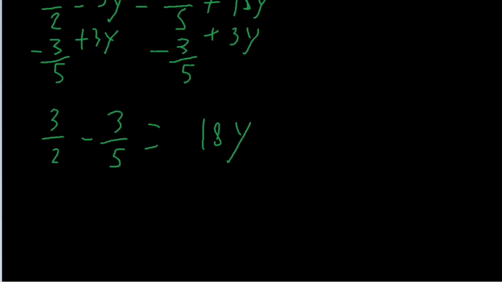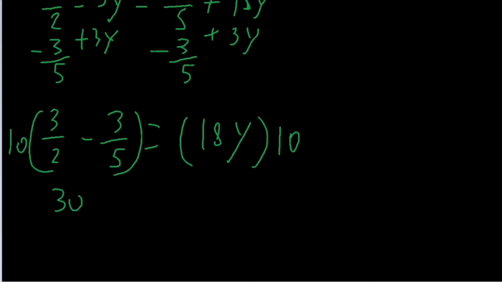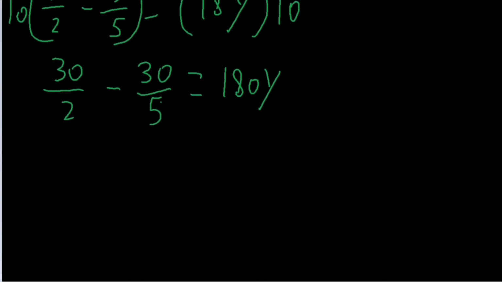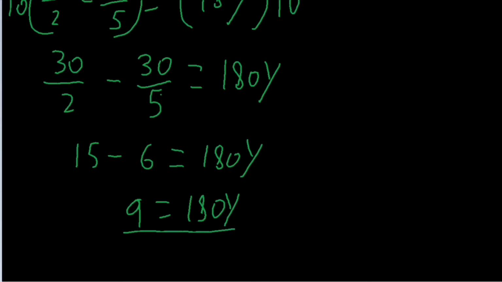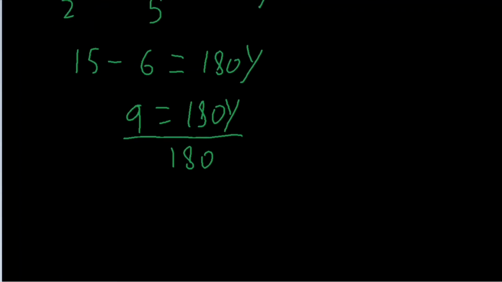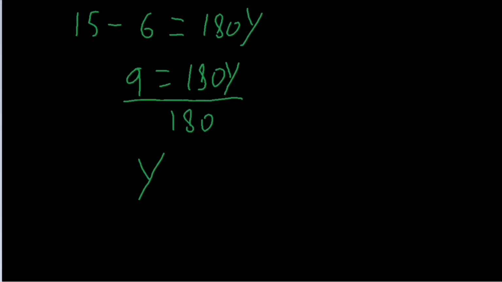In this situation, you could either make the denominators equal. However, I know that if I multiplied this entire equation by 10, the numerators on both sides would become divisible. So I do that, and I get 15 minus 6 is equal to 180y. 15 minus 6 is 9. And when I do 9 divided by 180, I know that 9 goes into 180 20 times. So I just get 1 over 20 is equal to y. And that's your answer.